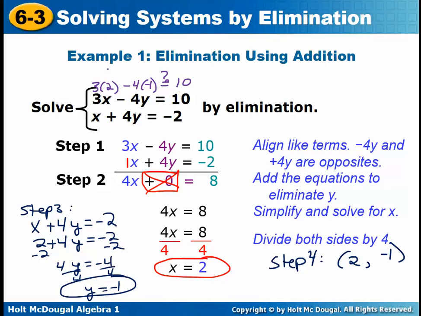So 3 times 2 is 6. Minus 4 times -1, that would give me a plus 4 because there's 2 negatives. And 6 plus 4 is equal to 10, so it works in the first equation.